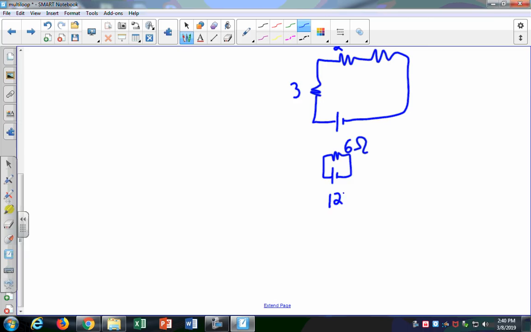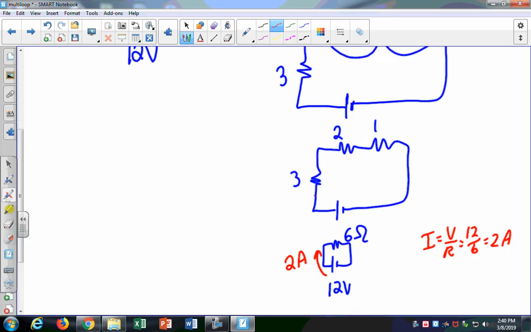I have 12 volts across that, and now I start stepping back. I know that I have 2 amps because I is equal to V over R. That's 12 over 6, which is 2 amps. So I know I have 2 amps going through that equivalent resistor. That means I also have 2 amps here.